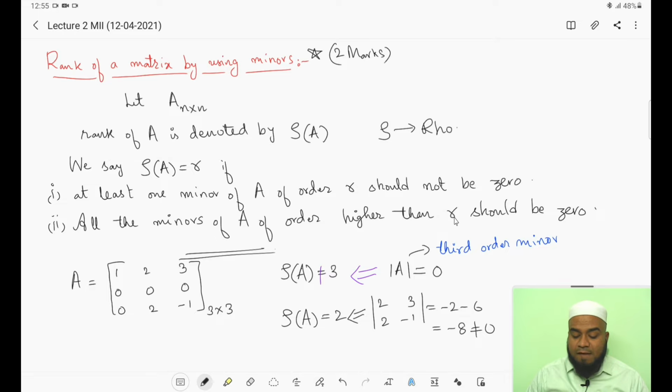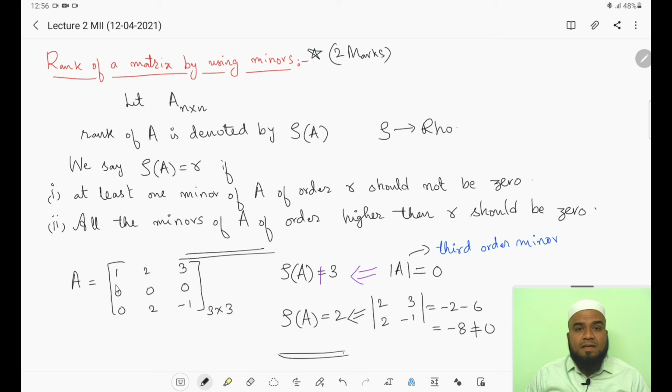The second condition says that every minor of order higher than r should be 0. Every minor of order higher than 2 should be 0. For this matrix, what are the minors of order higher than 2? We can find only one minor of third order, and we have already seen that the third order minor is 0. So the second condition is also satisfied. That is why we can say that the rank of this matrix A is 2. Hope you have understood this definition clearly.